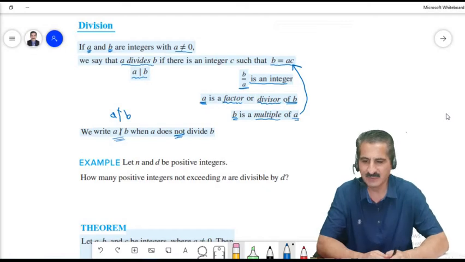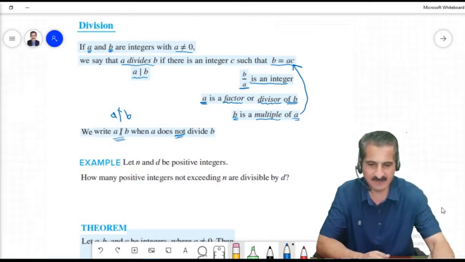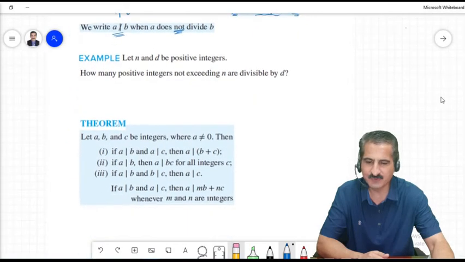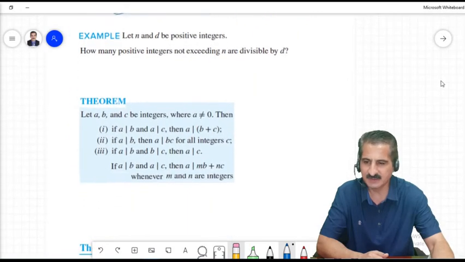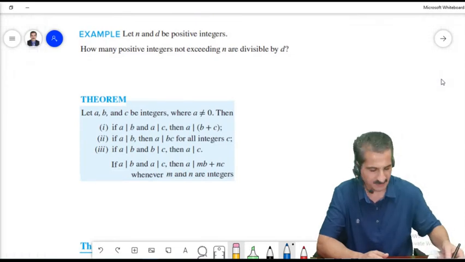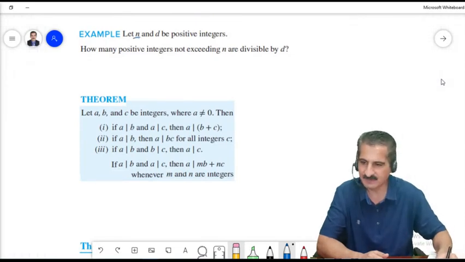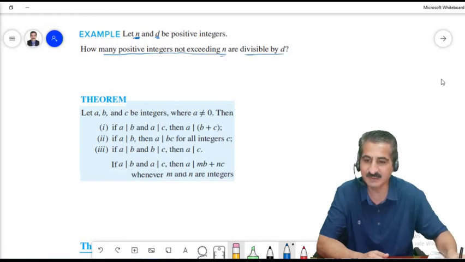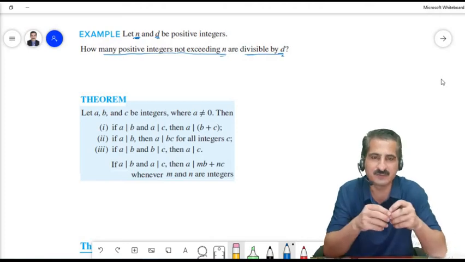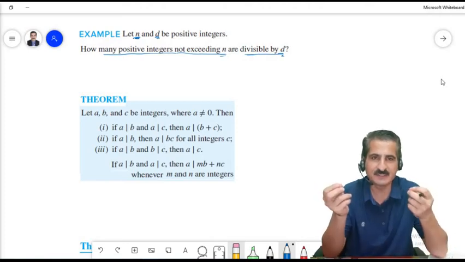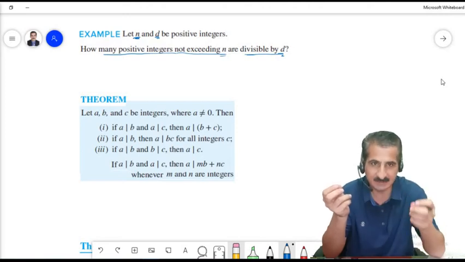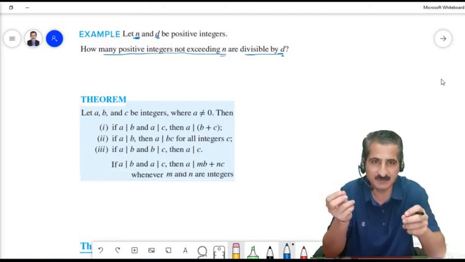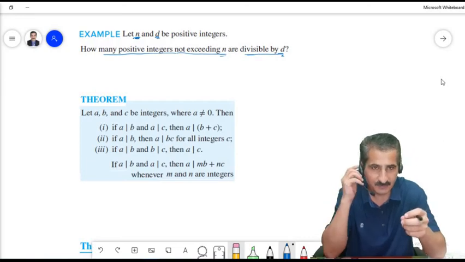Okay. Now we have a nice example here. It gives you two integers, n and d, and it says how many positive integers not exceeding n are divisible by d. So we have two integers, n and d, and we are asking how many integers less than n and divisible by d. We want to find how many there are.